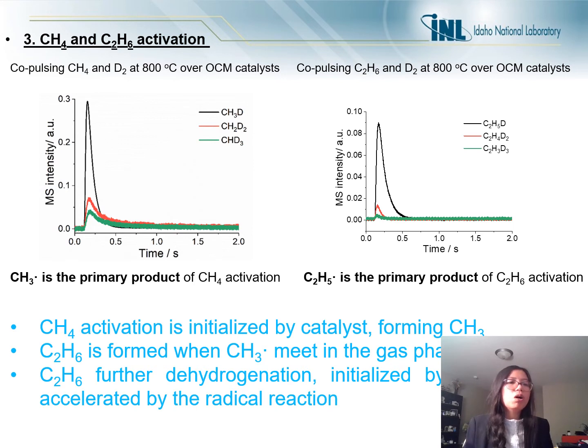C2H6 is formed when CH3 radicals meet in the gas phase. C2H6 further dehydrogenation is initiated by the catalyst and then accelerated by the radical reaction.